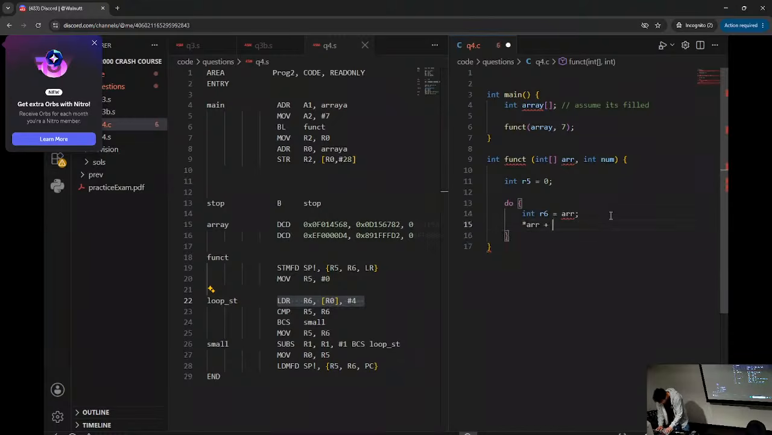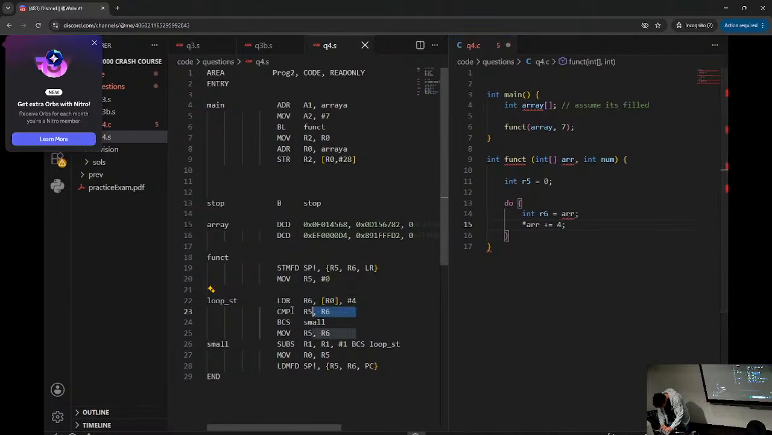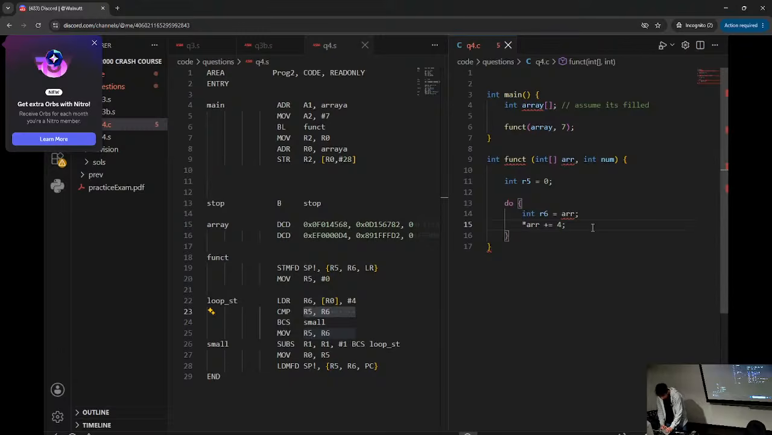the pointer by 4, right? So what does that mean? We're incrementing the index of the array, and then we compare R5 to R6. So what's R6? R6 was the value of the array. So let's just do that. So is R5 equal to R6?